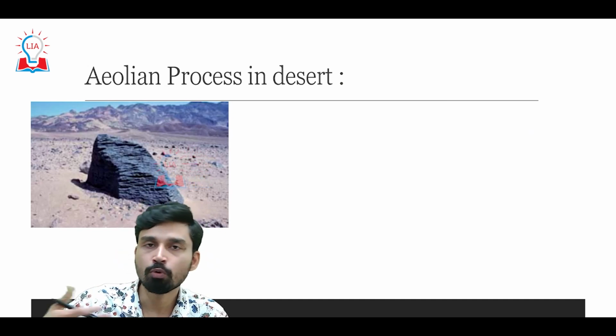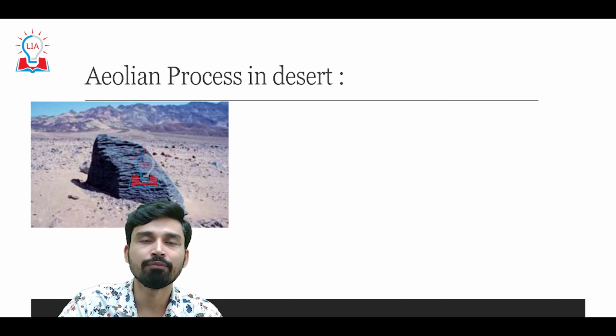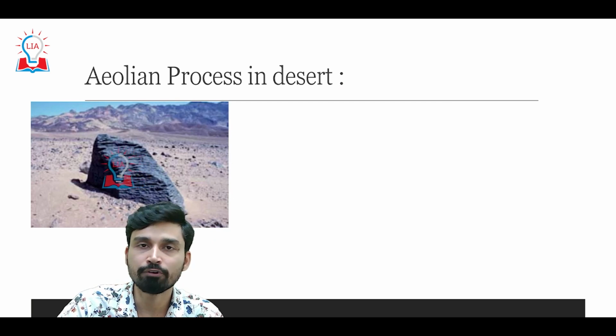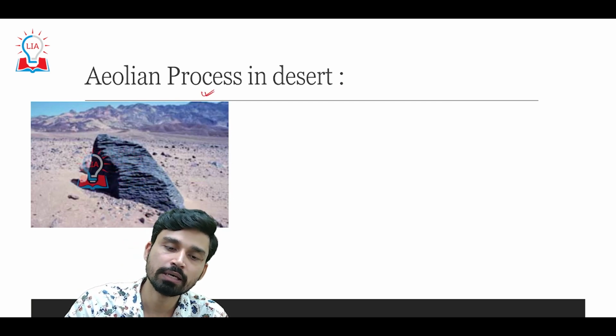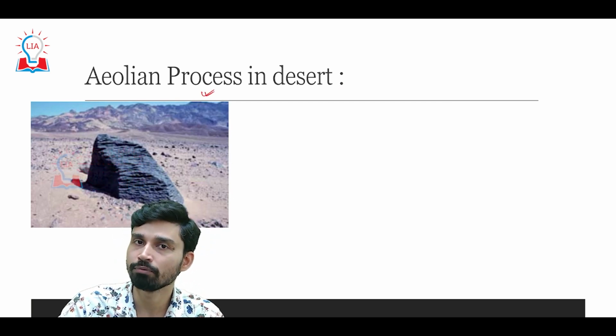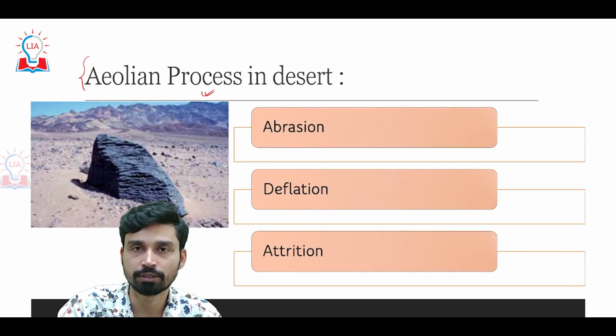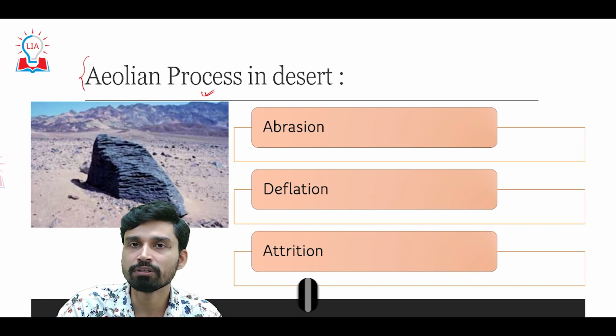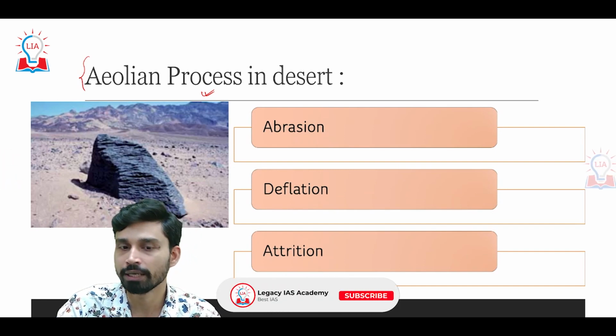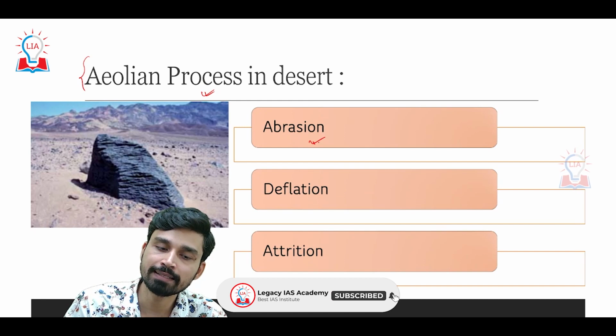Now, before understanding what kind of erosional landform we can see developing in the desert area, we have to understand what exactly is the process that causes development of different types of landform. And such a process is called the aeolian process in the desert. So three major processes are there through which landform development is observed in the desert area. The first such process is called abrasion.